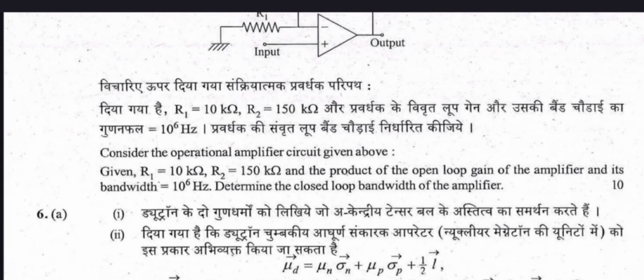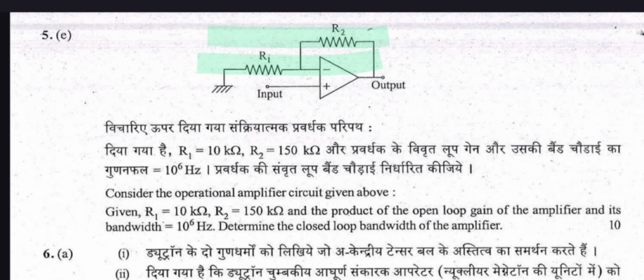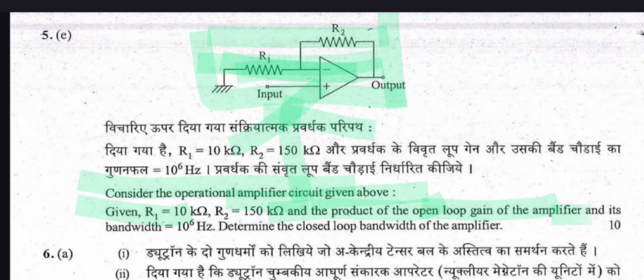And 5B is here. You see this is useful data. Consider an operational amplifier circuit given above. Given R1 is equal to 10 kilo ohms and R2 is 115 kilo ohms, and the product of the open loop gain of the amplifier and its bandwidth is 10 to the power 6 hertz, determine the closed loop bandwidth of the amplifier.